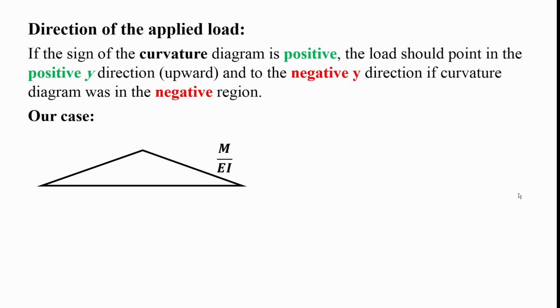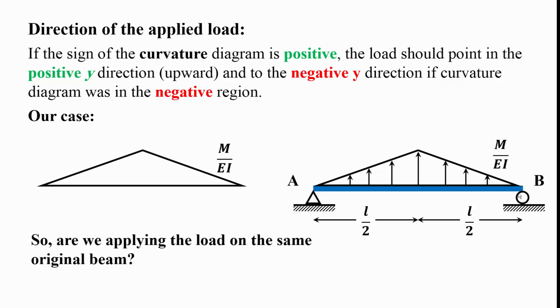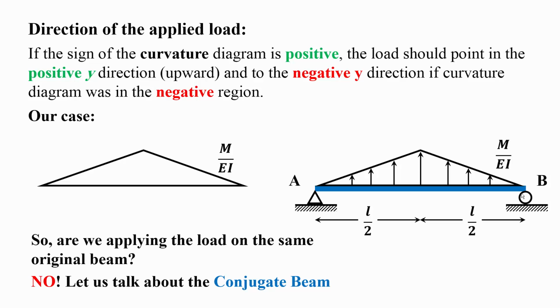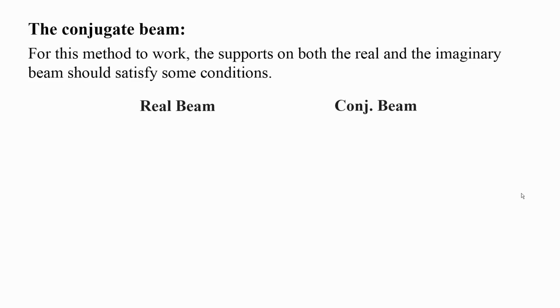Let's take a look at our case here. We have this curvature diagram, M over EI. Clearly, it's above the x-axis. So if I want to apply it to a beam, the load on my conjugate beam is going to point upward this way. The question now: are we applying the load on the same original beam? No. Now we can talk about the conjugate beam. So what is a conjugate beam? For this method to work, the supports on both the real and the imaginary, or conjugate, beam should satisfy some conditions. Let's take a look.